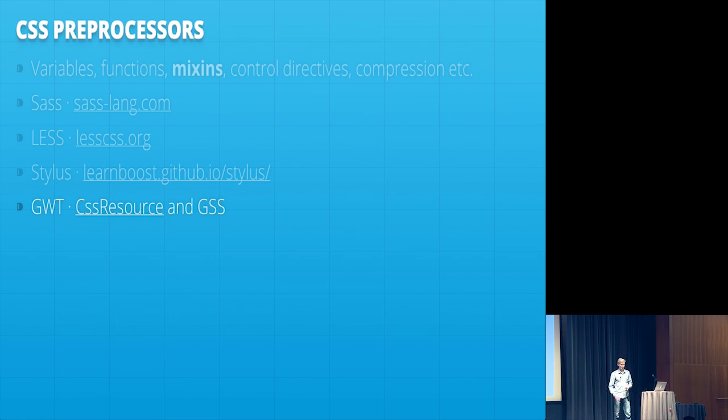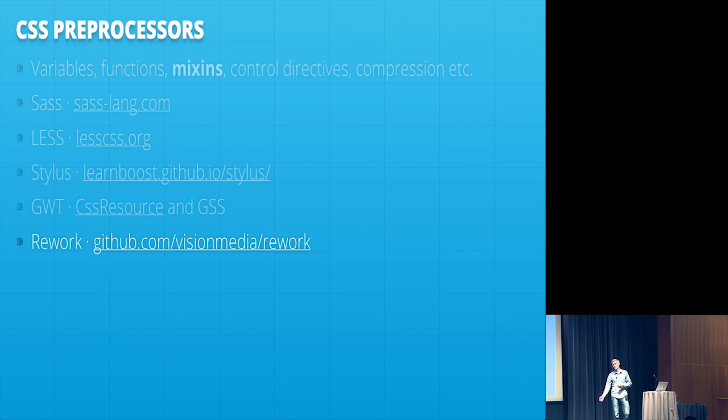And one new kid on the block is Rework. That's kind of a framework that lets you build your own CSS preprocessor. So if you don't need all the bells and whistles of Sass and stuff like that, you can just include the stuff you need or specify your own transforms to the output CSS.